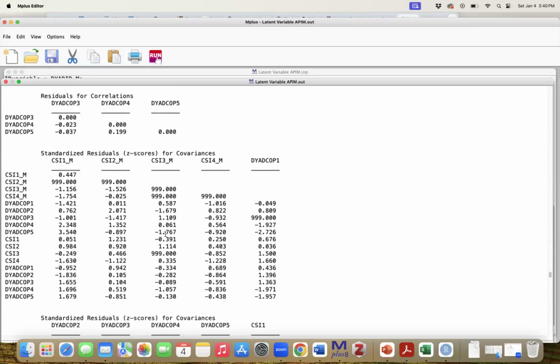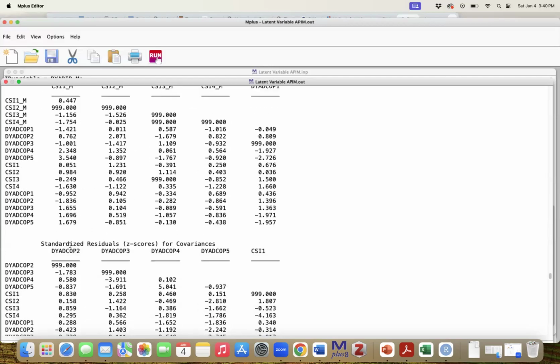I look for trends and themes. For example, is one item constantly over- or underestimated? Is there an outlying value? Most of them are between about 1.5 and negative 1.5, but we have one here that's 3.5, so that one sticks out a little bit. These are the things I look for when looking at the residual matrix.